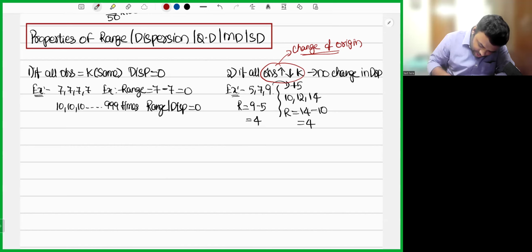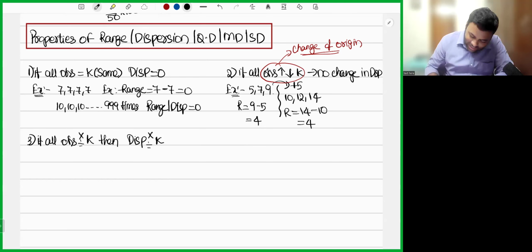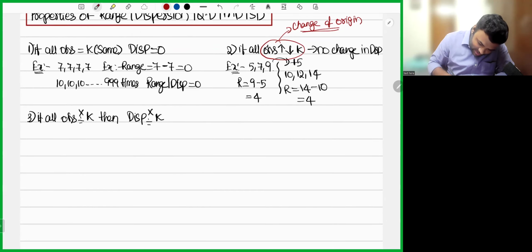If all observations are multiplied or divided by a constant, then dispersion is also multiplied or divided by the same constant. See, there's a little lag in the screen. Like, for example, let me take 5, 7, 9.